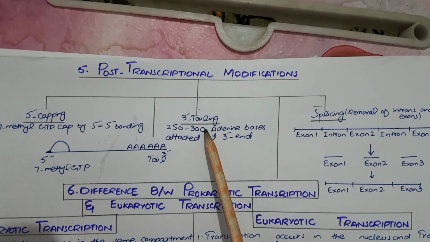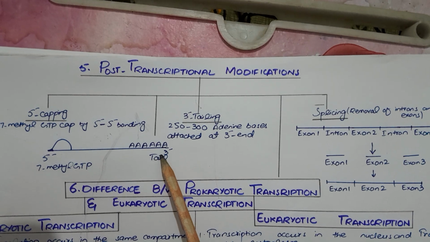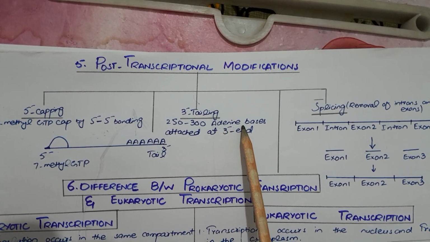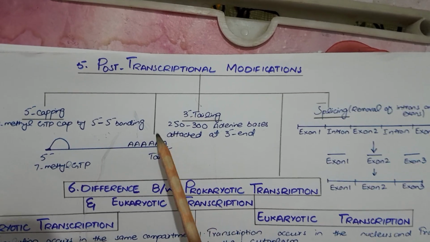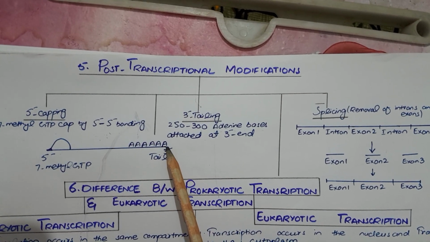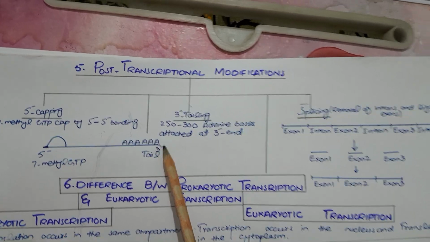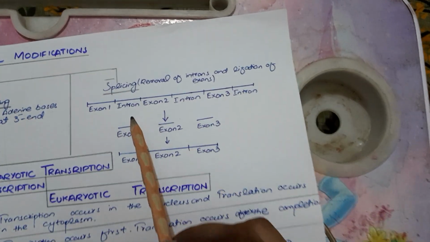Second one is 3 end tailing. At the 3 end of the messenger RNA, 250 to 300 adenine bases are attached, and these bases also prevent messenger RNA from nucleases and phosphatases. Then comes the splicing, third one.